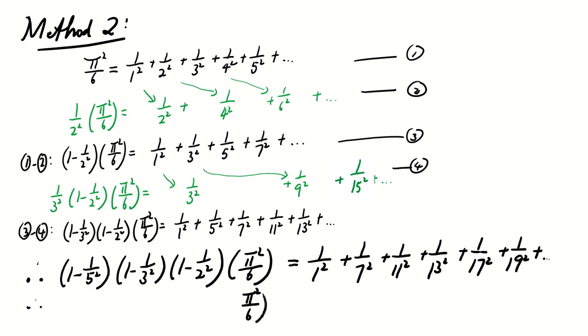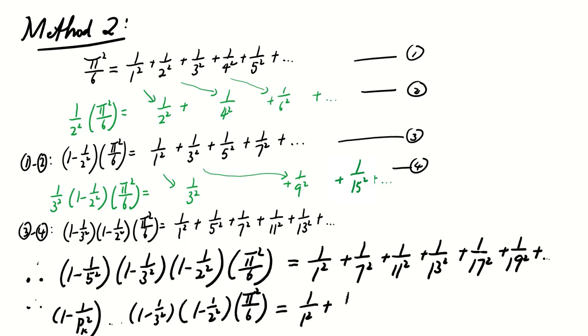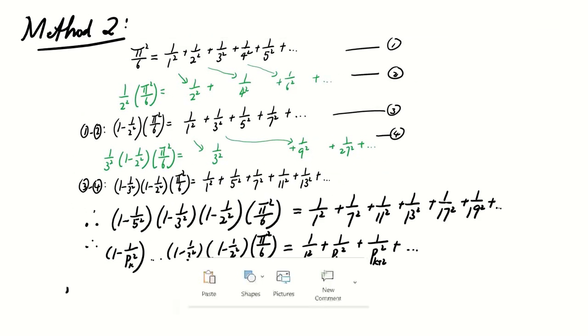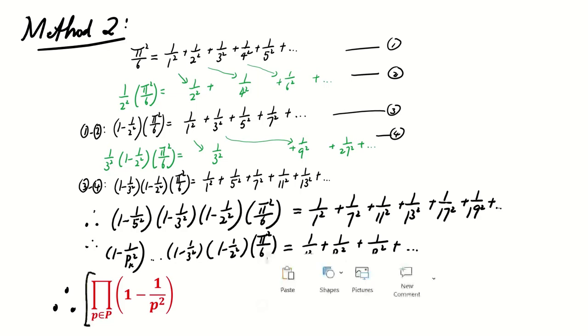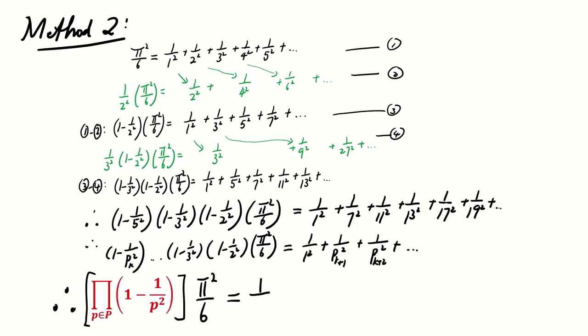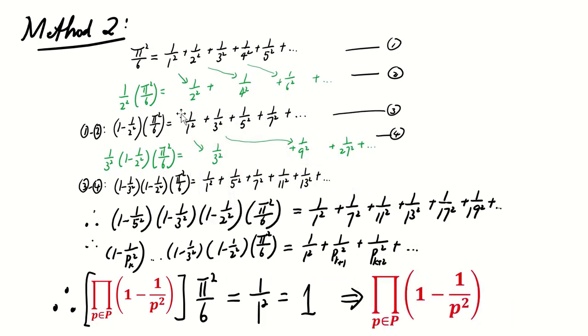And we can proceed to as many factors of 1 minus 1 over p squared as we want, until all the prime numbers. So on the left hand side, we have the product of 1 minus 1 over p squared over all prime numbers times pi squared over 6. And on the right hand side, we have only 1. And therefore, the product that we want is equal to 6 over pi squared.